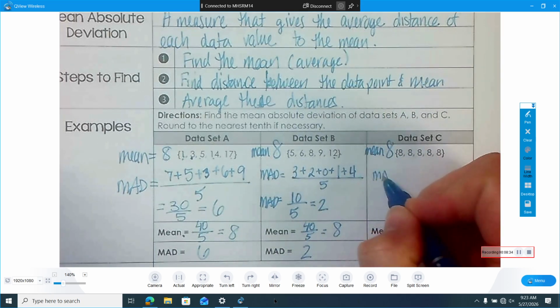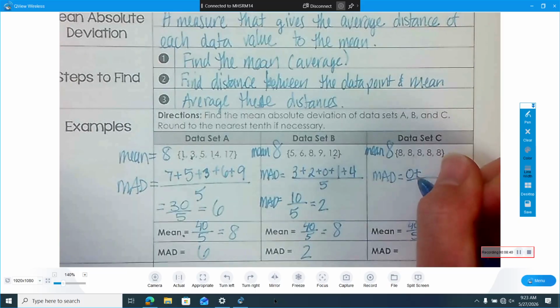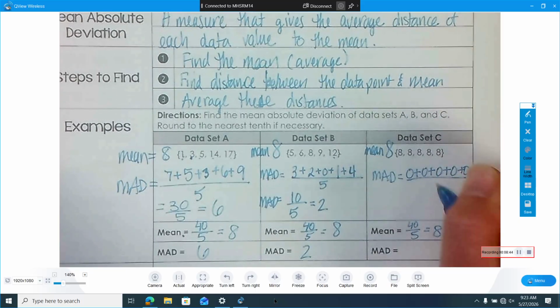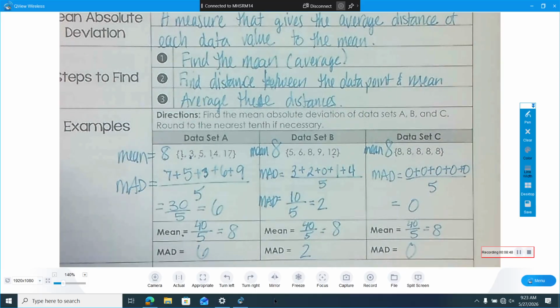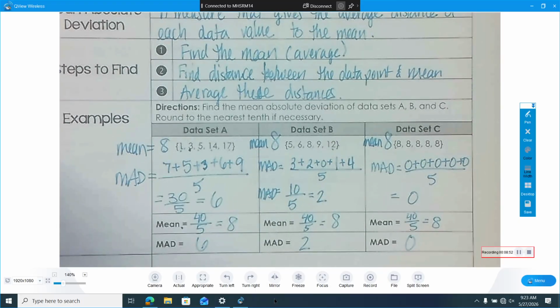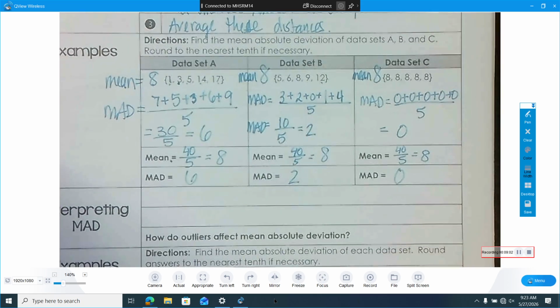And if I want to find my distances now, what's 8 minus 8? 0 plus 0 plus 0 plus 0 plus 0, all divided by 5. What do we get? 0. Hey, the MAD is 0 on data set C. Holy moly, that's interesting. Well, what does that mean? There's no difference between the values and the mean. They're all, oh wow, those are really close together, aren't they?